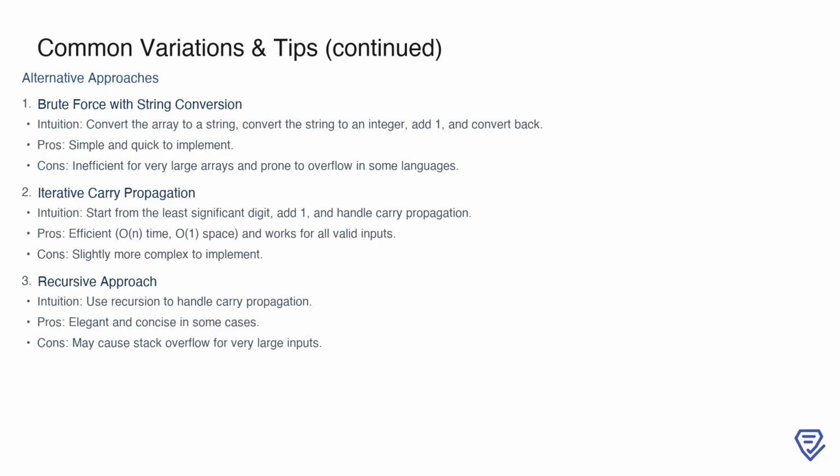A more efficient method is iterative carry propagation. In this approach, you start from the least significant digit, add 1, and propagate the carry as needed. This method operates in O(n) time with O(1) space, making it both efficient and practical for all valid inputs. Finally, there's the recursive approach, which uses recursion to handle carry propagation. While it can be elegant and concise for some scenarios, it may cause stack overflow when dealing with extremely large inputs, so it's less reliable in such cases.